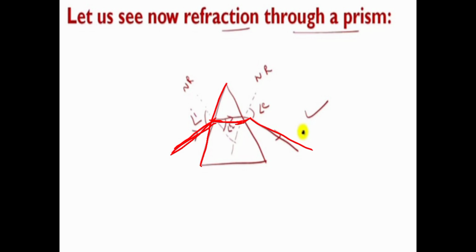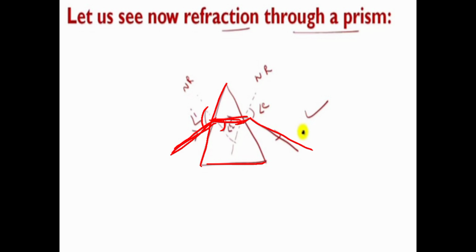So this is known as the refracted ray. Here this is the incident ray. So this angle is known as the angle of incidence and this is the angle of refraction. So here the light ray on refraction has bent towards the normal. This is the normal. So it bent towards the normal.